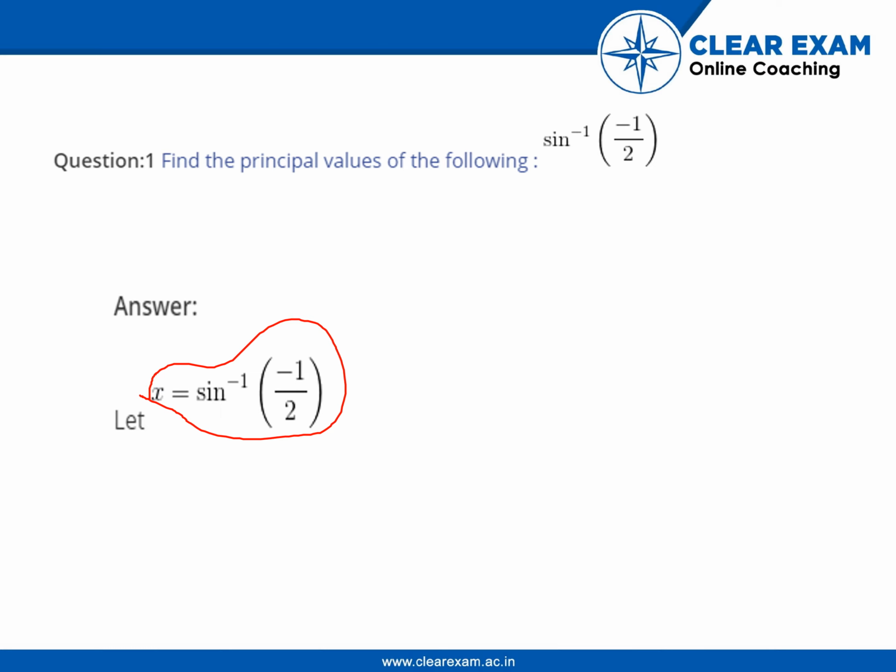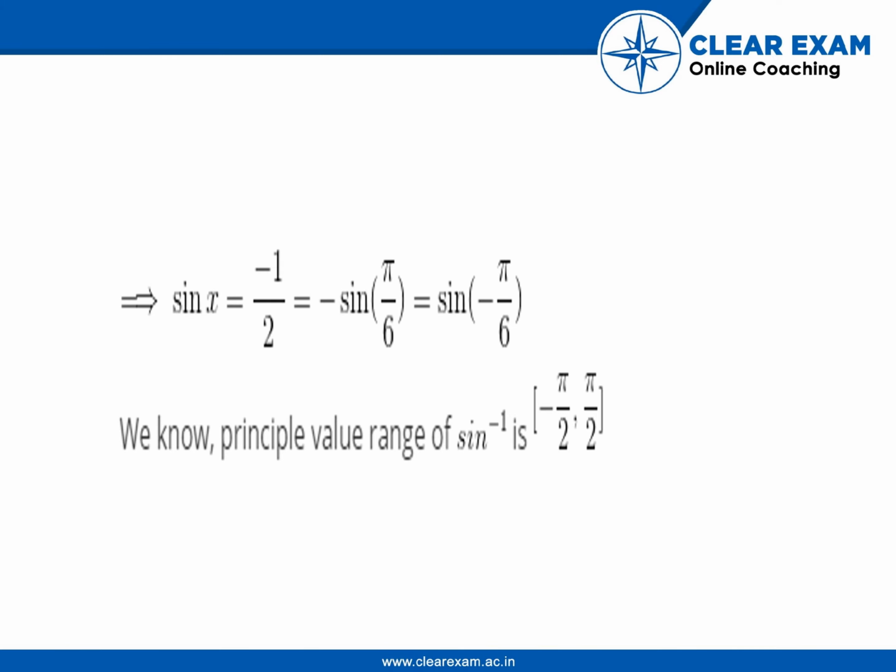So what will be the value of half? See, if sine goes to that side, like this sine will go over here, then what will this happen? Or else we take sine on both the sides. So what will happen? Sine x will be minus half. So minus half, like half is the value of pi by 6. We all know that.